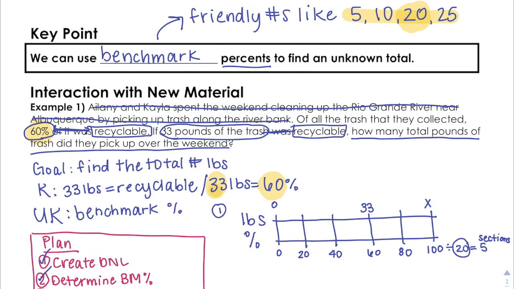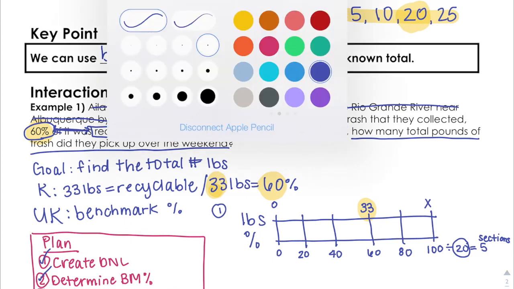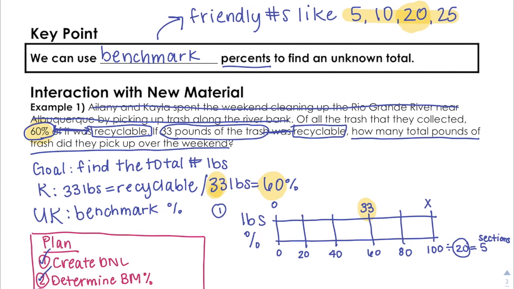So now we're on step 3, where I'm trying to find the value at my benchmark percent right here. So if I look, how many sections does it take for me to get to this number 33? So let's count. We're going to bunny hop. 1, 2, oh man. 1, 2, 3. So what I need to do is take that 33, and since it's made up of 3 sections, I take the 33 and divide it by 3. 33 divided by 3, we all know, is 11.